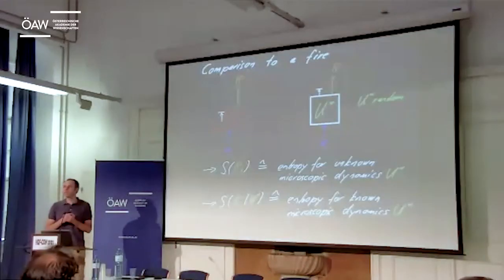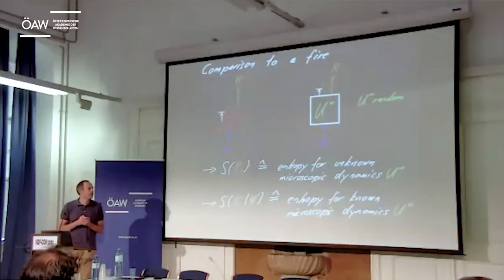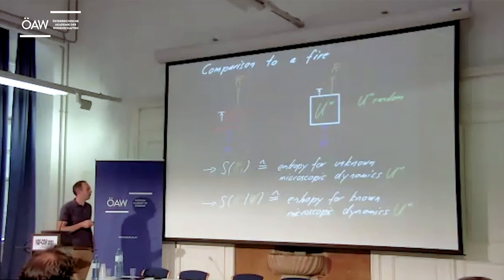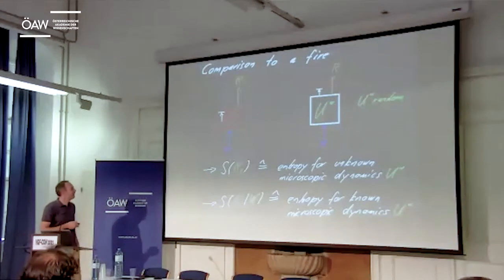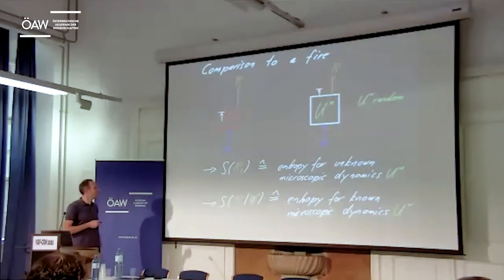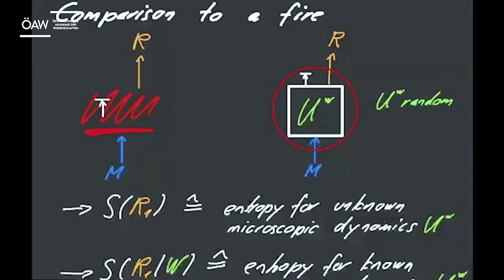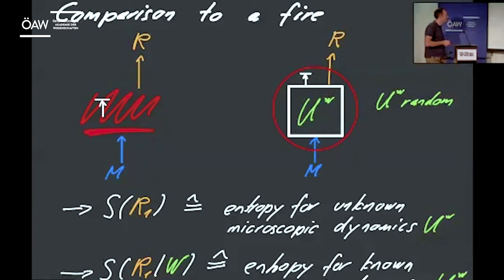So you can really think of a black hole like a fire in a box, where the box is still described classically. And then the same picture would apply. We would say there is a random unitary, because we haven't described the details of the box. And then we can say one entropy is the one where we don't know the details of the box, and another entropy would be a hypothetical one where we would know the details of the box, which are hidden to us, and calculate that.